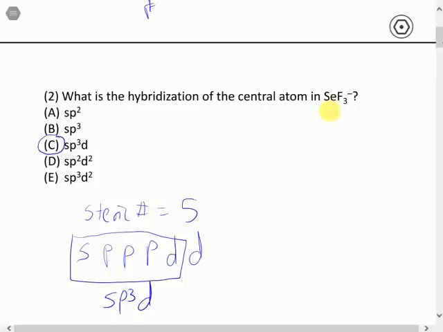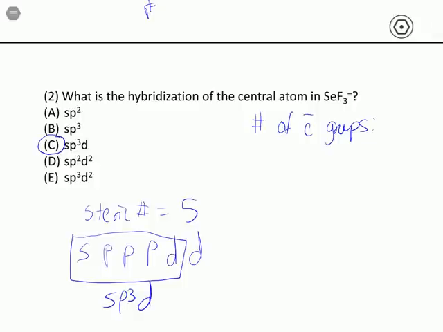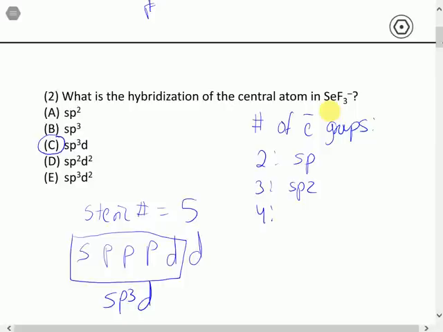The hybridization of the central atom is always determined by the steric number, or the number of electron groups. There's a one-to-one correlation there because both lone pairs and sigma bonding electrons go into those hybrid orbitals. So you need to know the total number of electron groups, not just the number of atoms. If you have 2 electron groups, that's going to be sp hybridization. 3 is sp2, 4 is sp3, 5 is sp3d, and 6 is sp3d2.